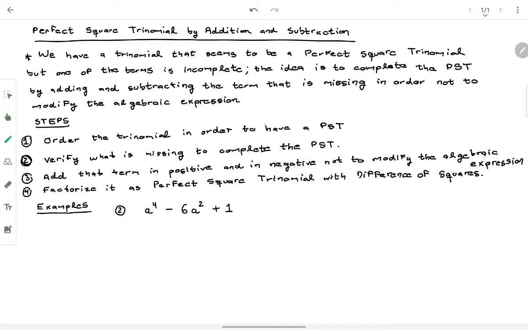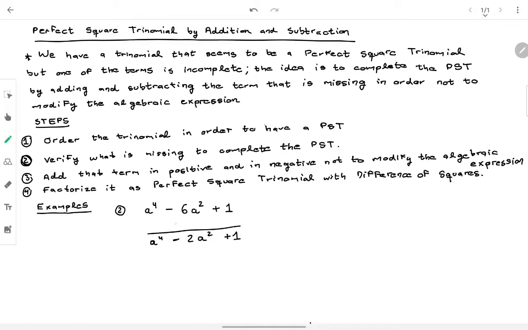On this exercise, we have something like a to the 4 minus 6a squared plus 1. So how to do it in this case, remember, we need to have a specific structure of a perfect square trinomial. The specific structure of a perfect square trinomial should be a to the 4 plus 1, and in this case, the middle term of this one, remember, it's the multiplication of both the square roots, so it's going to be minus 2a squared. That's the structure of the perfect square trinomial.